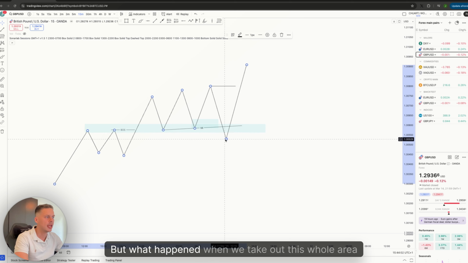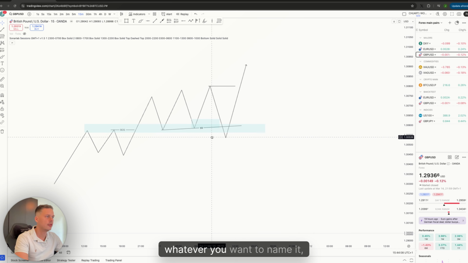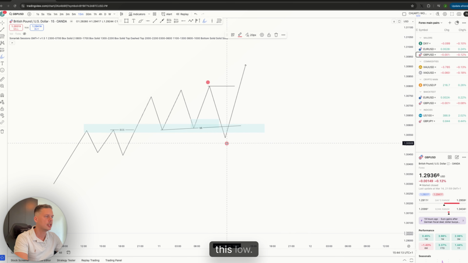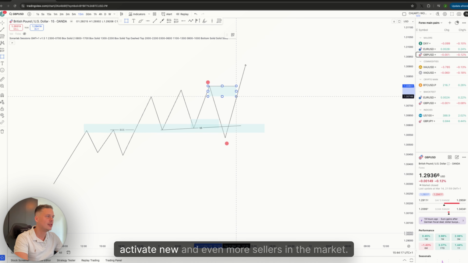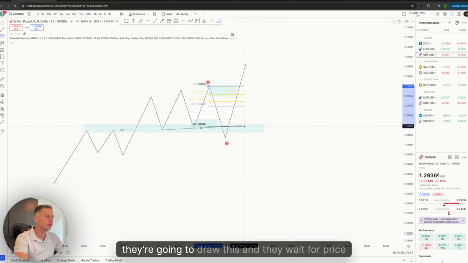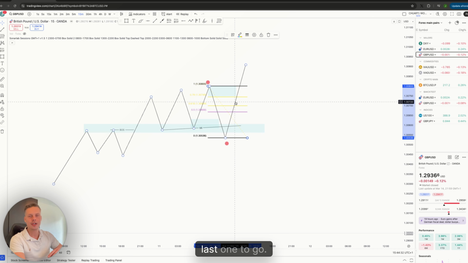But what happened when we take out this whole area of support, trend line and POI, demand zone, whatever you want to name it? We create a new bearish range from this high to this low. And this will activate new and even more sellers in the market. Smart money traders anticipating on price coming into the last POI. Fibonacci traders, they're going to draw this and they wait for price to hit their golden pocket. And what we very often see is that those are the last ones to go.